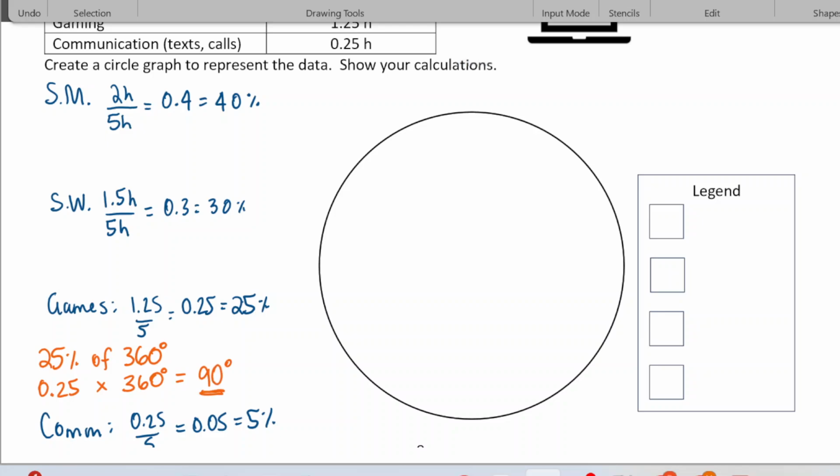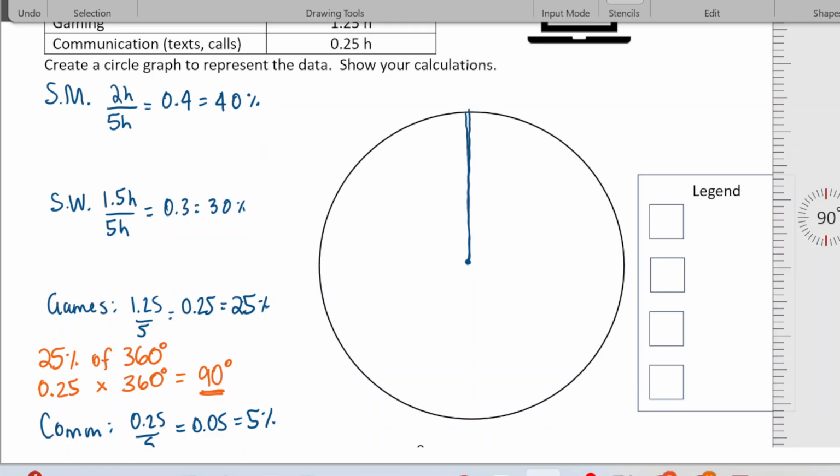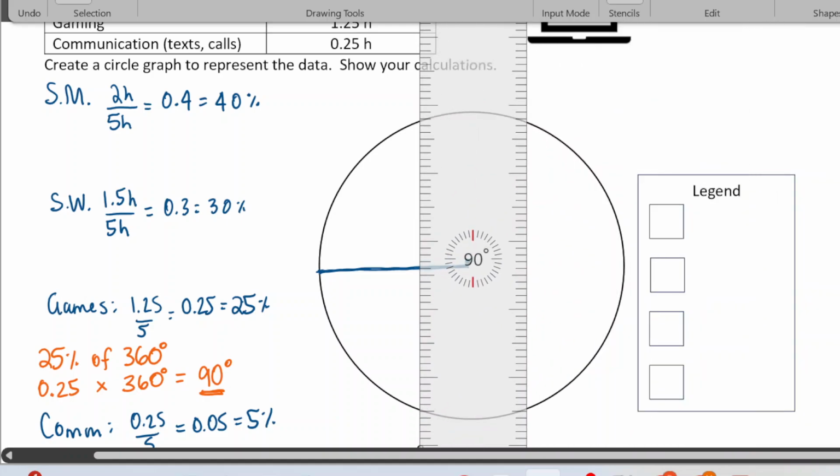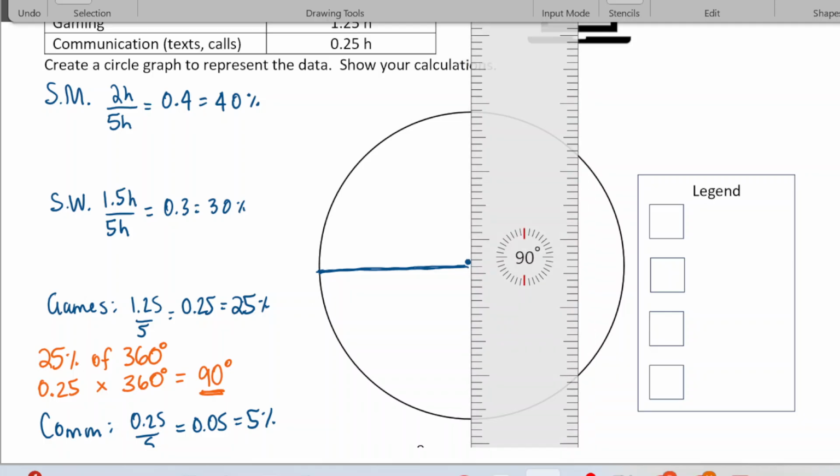So I'm going to get my ruler out here, and I'm going to start by finding the center of my circle. And I'm going to pick a place to start my graph. I'm going to start at the top like this. Actually, I'm going to do it a little bit differently. I'm going to start right here, just because that's where the ruler starts. See how the ruler is already at 90 degrees? I'm going to move the ruler over to here, yes. And then I'm going to make a line here. Okay, so this is going to be my 25% for games.